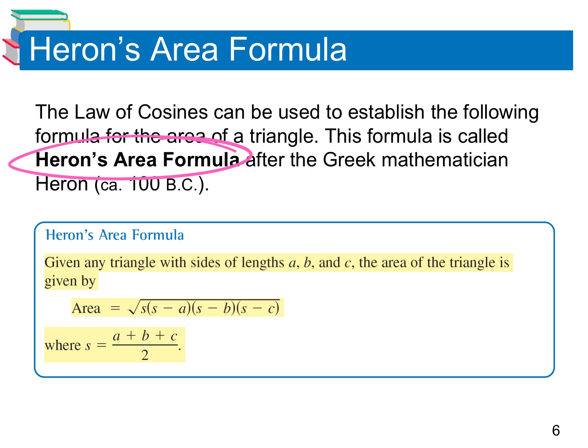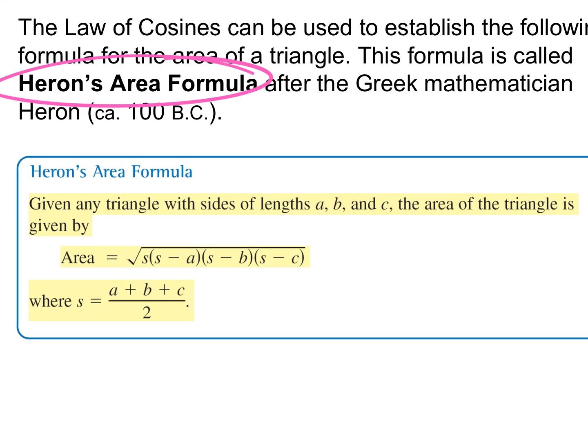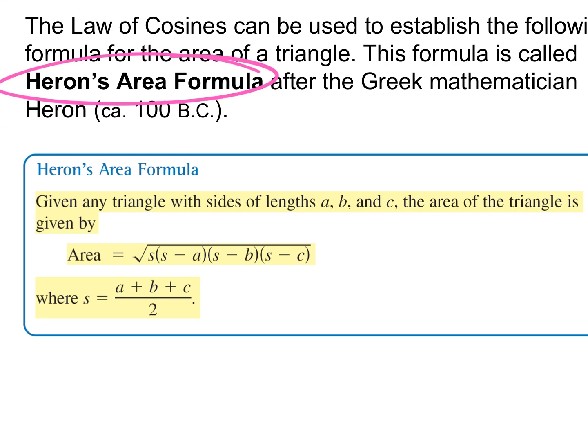So Heron's area formula is kind of a two-parter. The first thing we have to do is find S. S is the sum of all the sides divided by 2. So we have to find the special value S in order to use it in our area formula. So we add the sides a plus b plus c divided by 2. That gives us S. And then we're going to plug that into our actual area formula, which is the square root of S times S minus A times S minus B times S minus C.